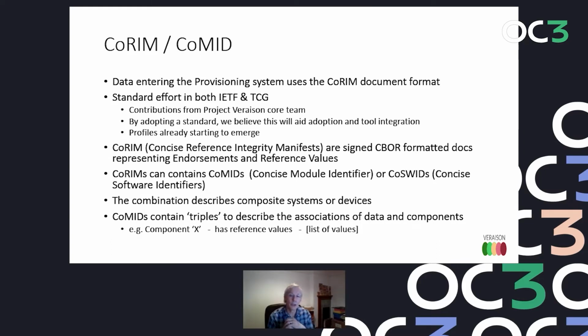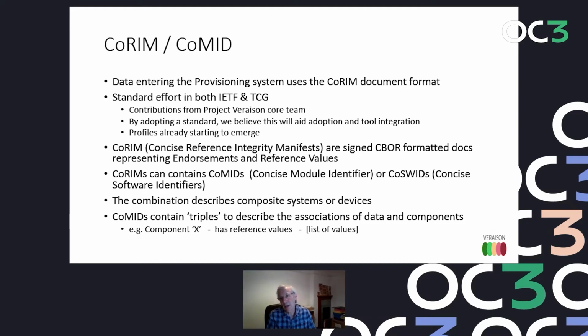I mentioned we were collaborating on some standards work. The data entering the provisioning system is going to be based on some work that's coming out of both IETF and TCG, unusually at the same time, on CoRIM and CoMID. If you're familiar with some of the work that's been done on SWIDs or CoSWIDs in the past, those are really good for identifying high-level pieces of software, less useful for identifying things like pieces of firmware.